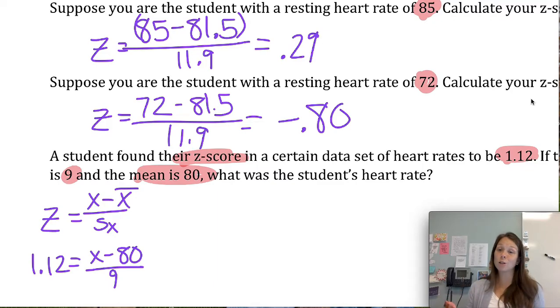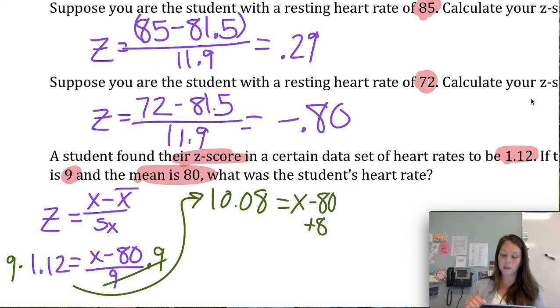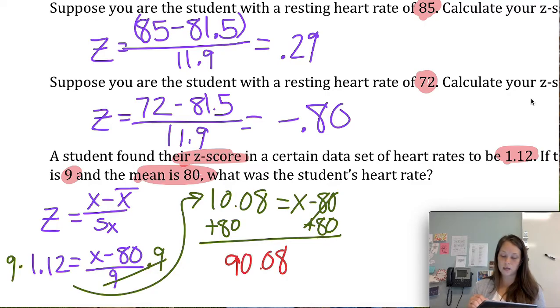This is the most algebra we'll be doing in this class, in a problem like this. We need to solve for x. So using our inverse operations, the opposite of division is multiplication. So I'm going to multiply both sides by 9. That's going to give me 10.08 equaling x minus 80. And then I'm going to add 80 to both sides. And that's going to give me an answer of 90.08.